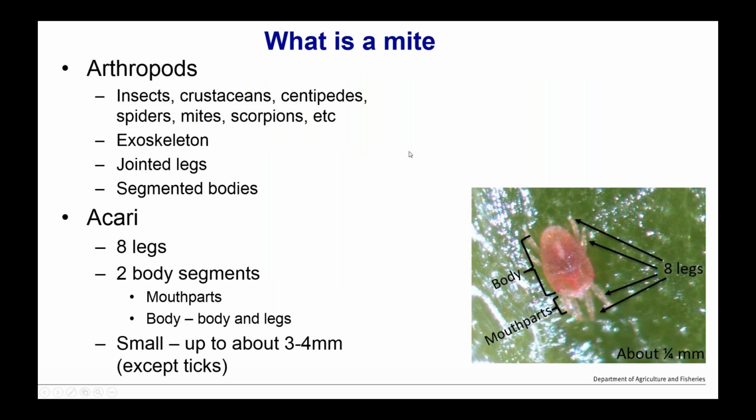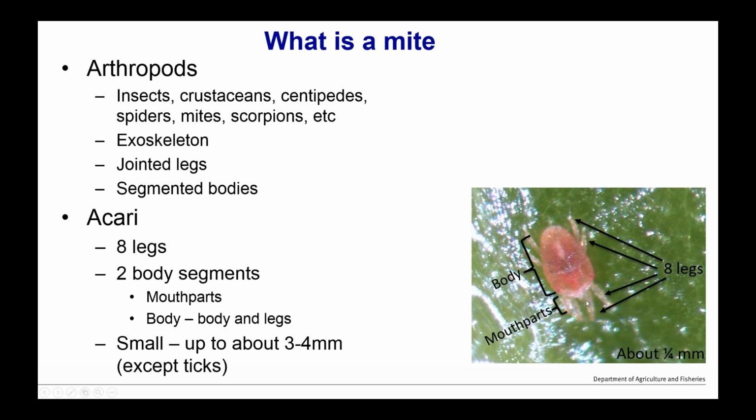Okay, so firstly, what is a mite? Mites are arthropods, as are insects, crustaceans, centipedes, spiders, scorpions, and a number of other smaller groups that are less heard of. All arthropods have an exoskeleton, they have jointed legs, and they have a segmented body. And depending on the number of legs and the way the bodies are segmented, we group them into different categories. So mites, which is the Acari group, generally have 8 legs. There are exceptions to the rule, and we'll go into that later.